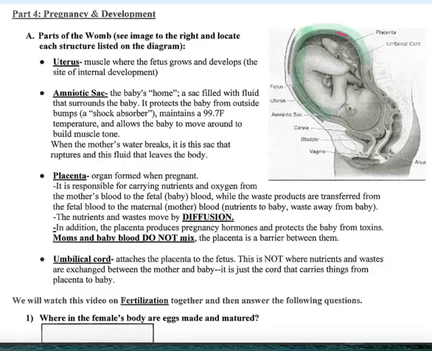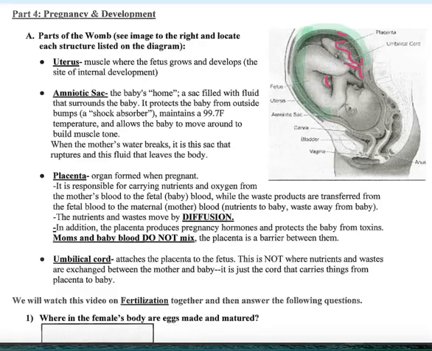You also have the placenta. The placenta is hard to see, but it is over here. It's this mushroom-like thing right in here. And you also have the umbilical cord. You can see it over here too. This is part of the umbilical cord here. So let's talk about the placenta first.